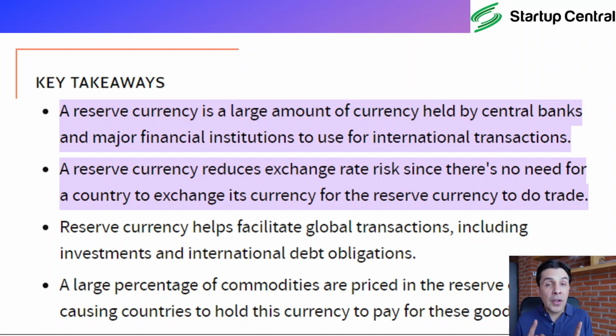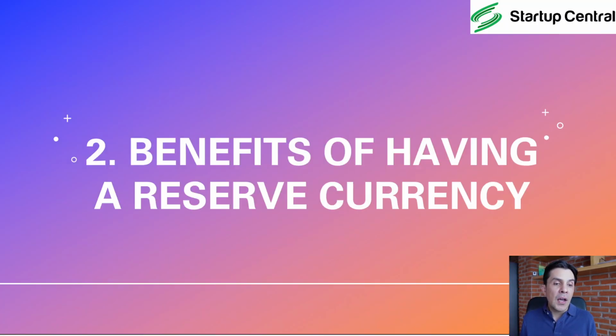So your country will need dollars for that. Okay, so what are the benefits? Because a country that holds their currency as the global reserve has a number of benefits. I'm going to mention just a few of them and the most obvious.